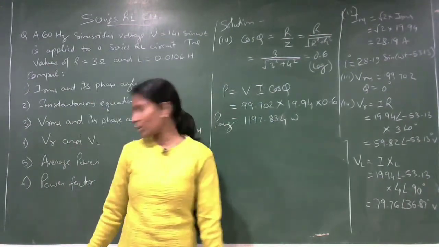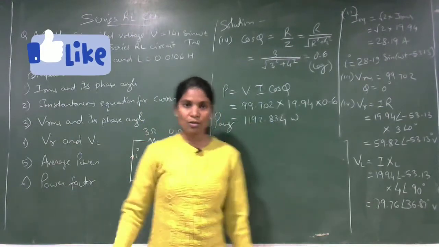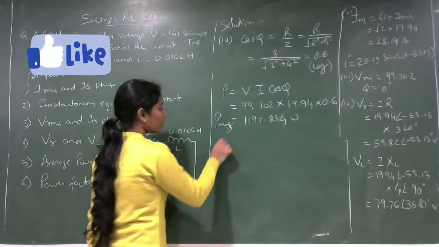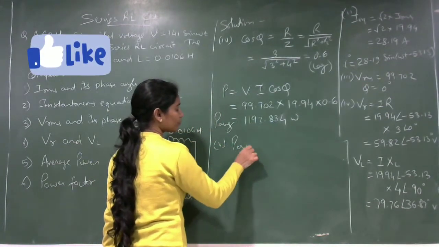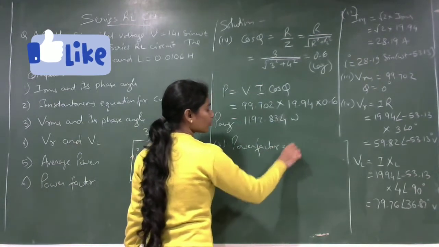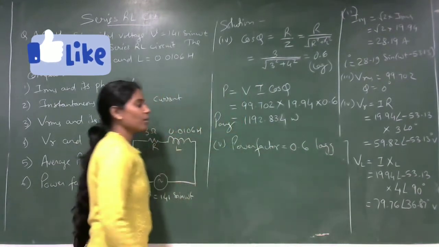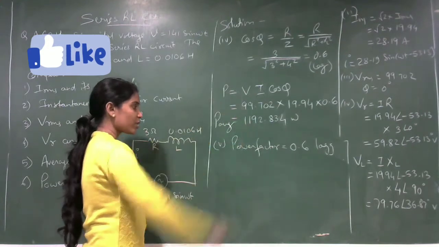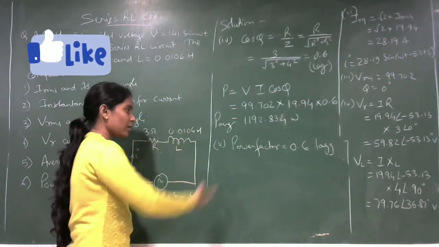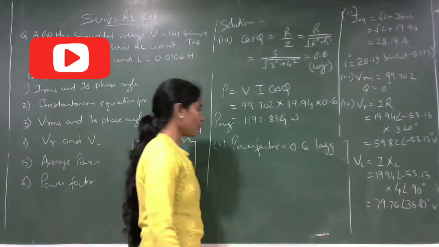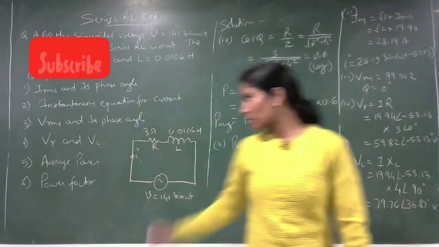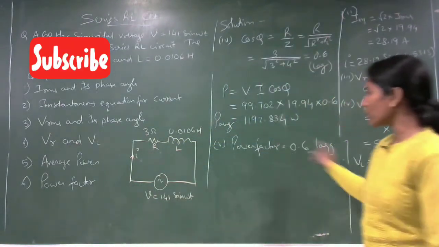Now what is the fifth bit? It is asking for the power factor. So we have already calculated the power factor term. Okay, so this is the value of power factor 0.6. Now we are working on RL circuit, so we have to write the lag term. So this is the solution for this given question. Okay, we have to go like this.